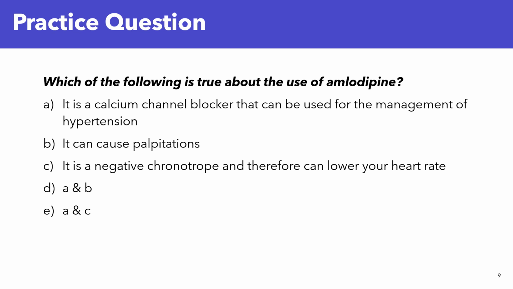Okay, so let's look at each option. Option A, it is a calcium channel blocker that can be used for the management of hypertension. So that is true. It can cause palpitations. That is also true. It is a negative chronotrope and therefore can lower your heart rate. That one is false. Amlodipine is a dihydropyridine, so the non-dihydropyridines are the ones that are the negative chronotrope. So C is false. So that means the right answer would be D, A and B.